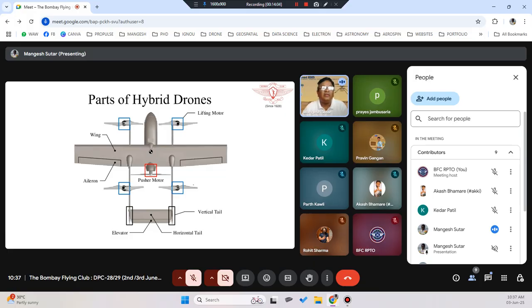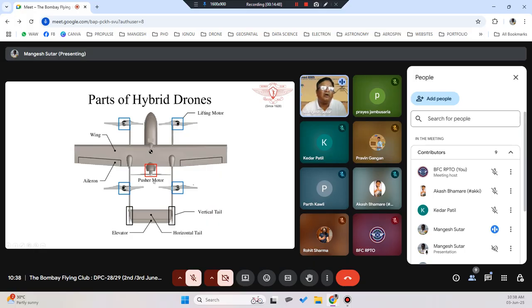Similar to a quadcopter, you will see four motors. These four motors are called lifting motors. The hybrid drone will vertically take off, then it will transition and become an aeroplane and fly in forward motion. You see there is a fifth motor behind the fuselage. That's why it is called a pusher motor. If the motor was in the front of the fuselage, on the nose section, it would have been called a puller motor. Depending on the position of the motor, since here the motor is at the back of the fuselage, it is called a pusher motor.